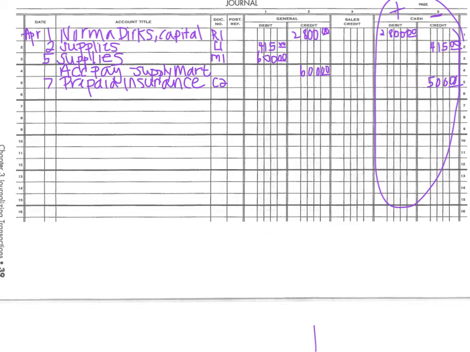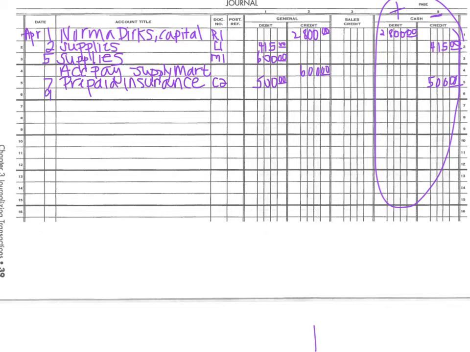So if I credited cash, I need to debit insurance. So I'm going to debit my general column for $500. And we've got one debit, one credit, so we can move on to the next transaction.